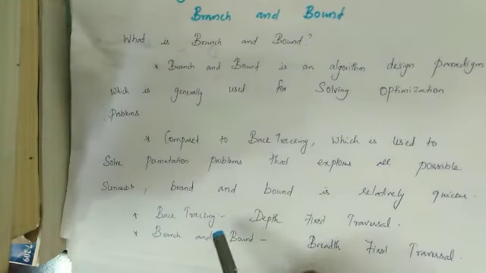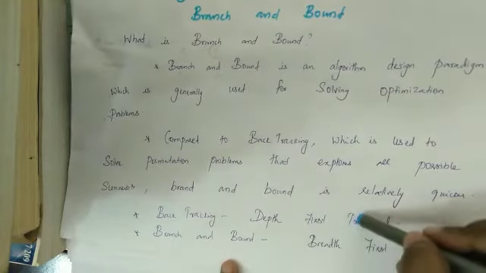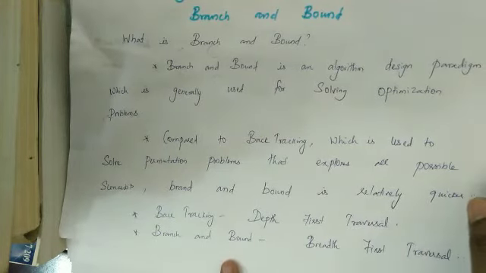The other difference to keep in mind while comparing backtracking and branch and bound is that backtracking is a depth first traversal, whereas in branch and bound it is a breadth first traversal. All this will become clear as we move on with the video.